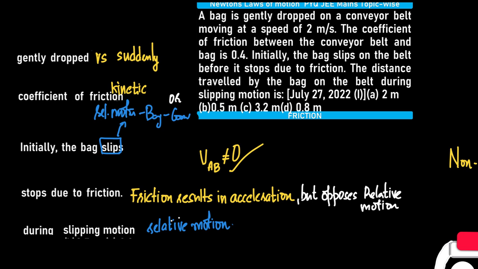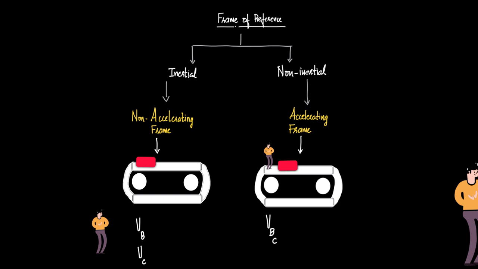difference between accelerating and non-accelerating frames. So what is the frame of reference? Frame of reference in its very simple term is the location where the observer is present. Or in other words, the location of the observer.